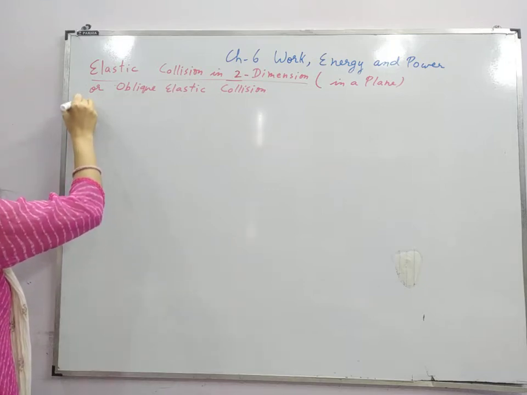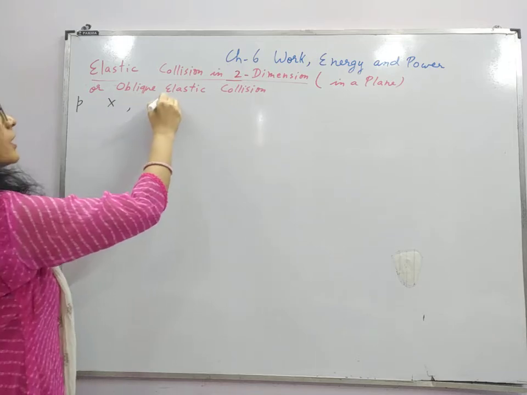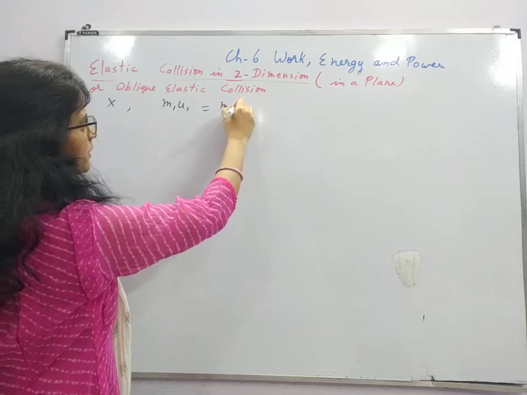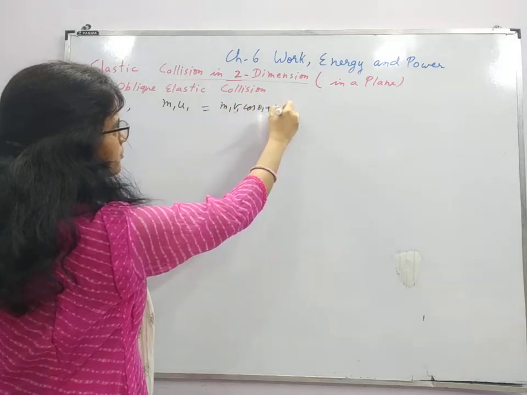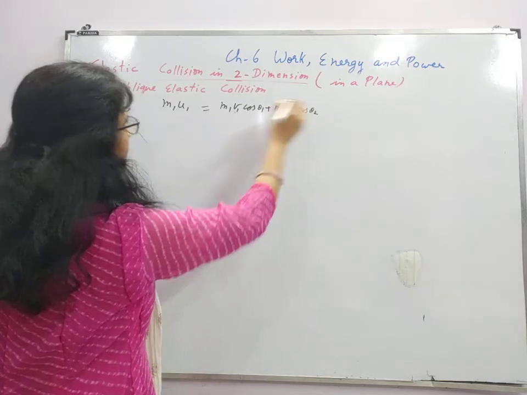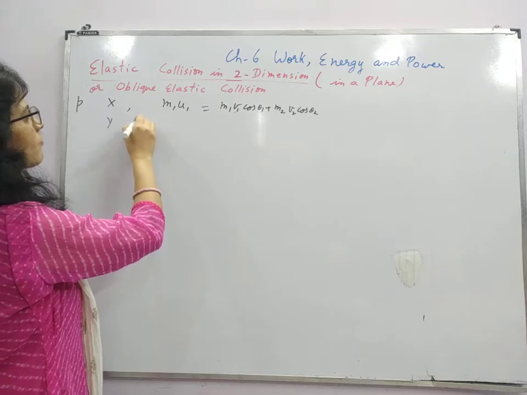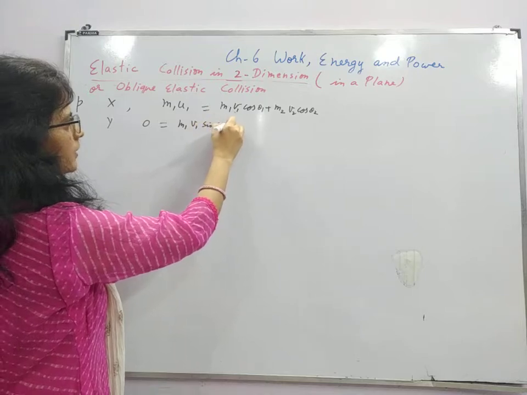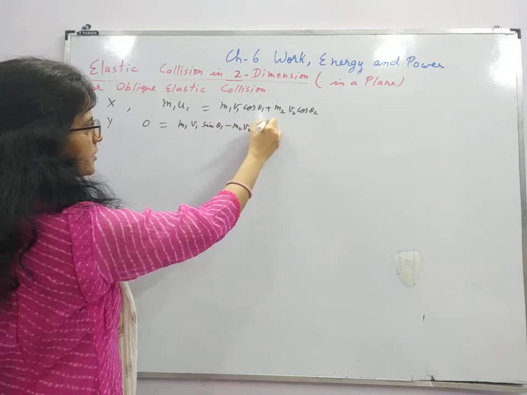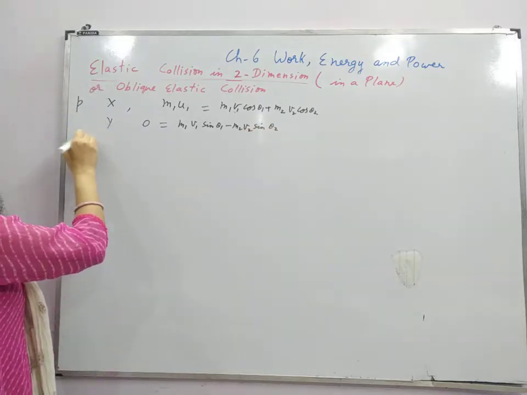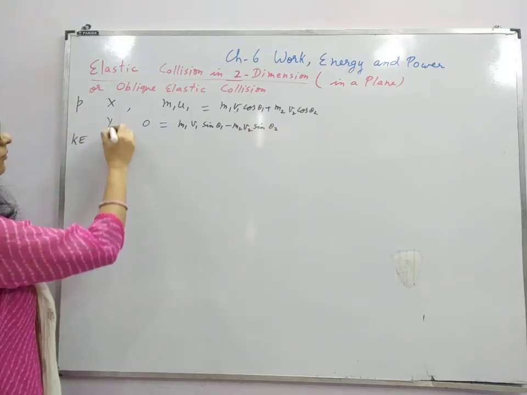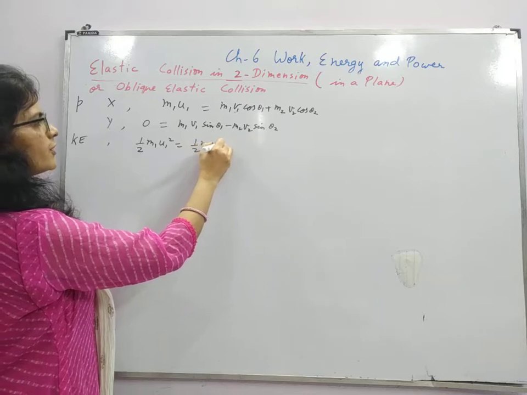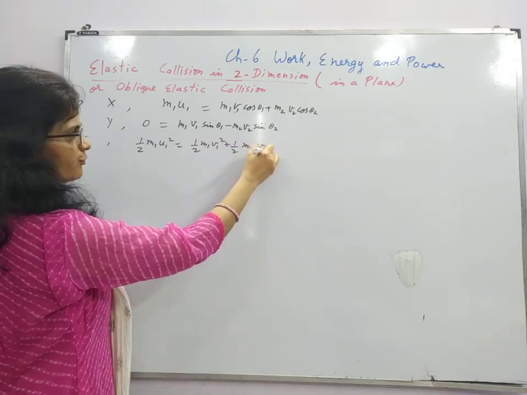P along the x direction we had written m1 u1 is equal to m1 v1 cos theta 1 plus m2 v2 cos theta 2, and for vertical we had written 0 is equal to m1 v1 sin theta 1 minus m2 v2 sin theta 2, and for kinetic energy we had written half m1 u1 square is equal to half m1 v1 square plus half m2 v2 square.